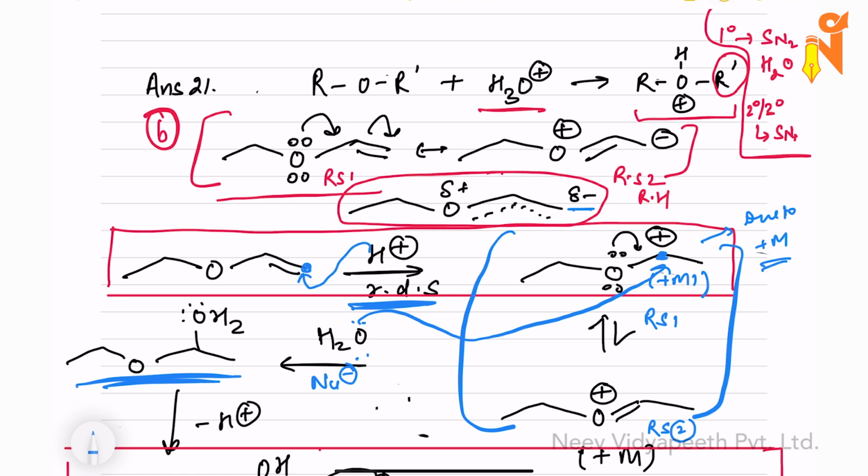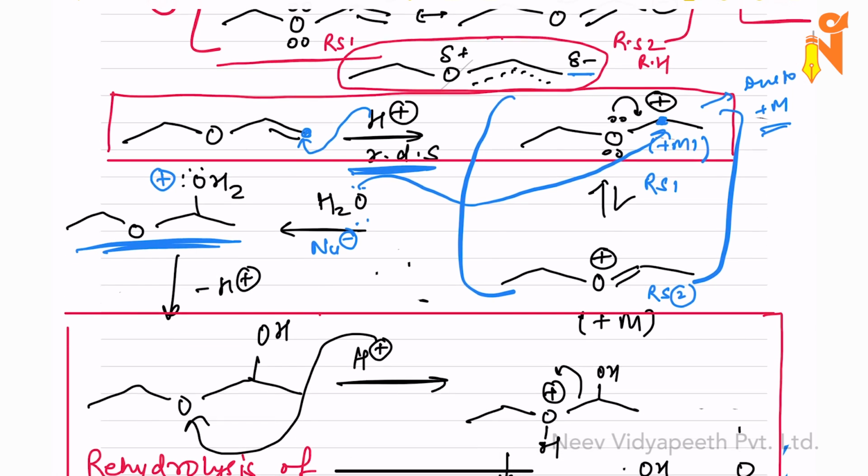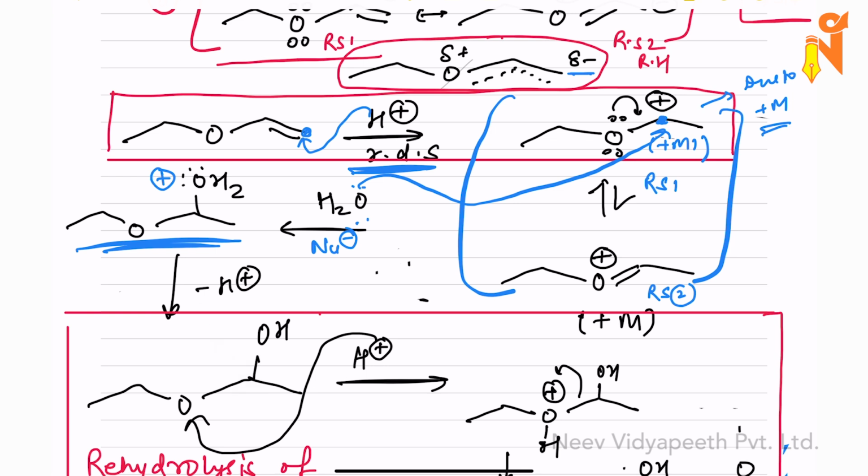Now this is OH2+, I think I have missed a plus here. This is formed, which will ultimately lose its H+ to form the alcohol right here. So minus H+ and it will be oxygen and OH. This kind of compound where ether and OH both are present on the same carbon is called a hemiacetal.